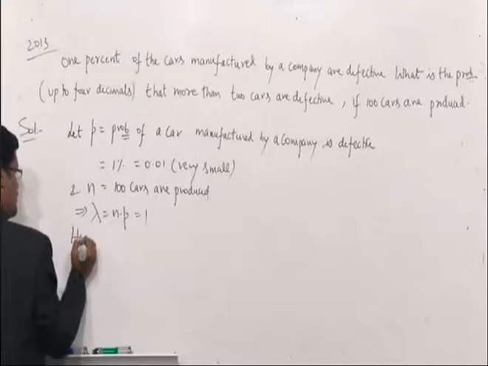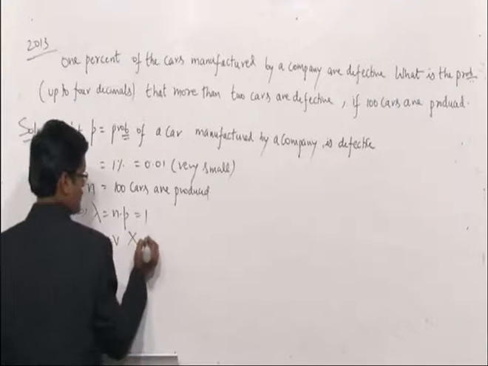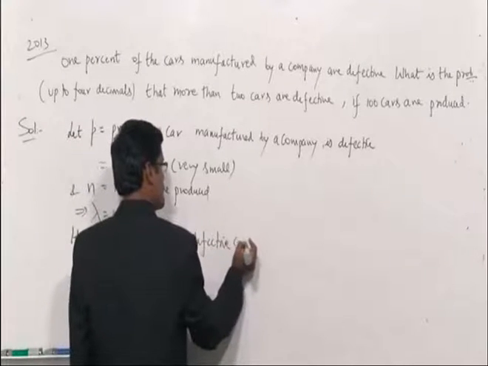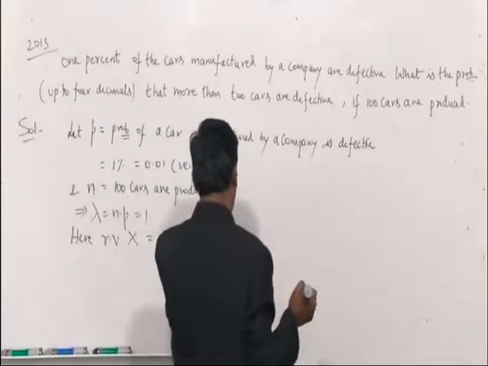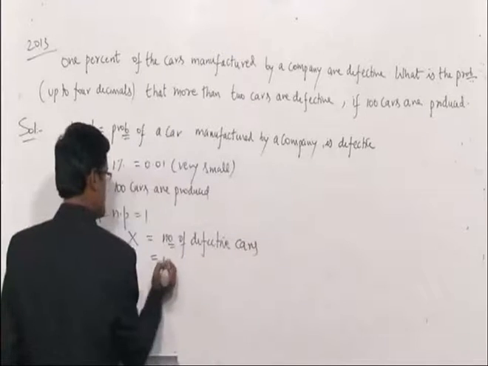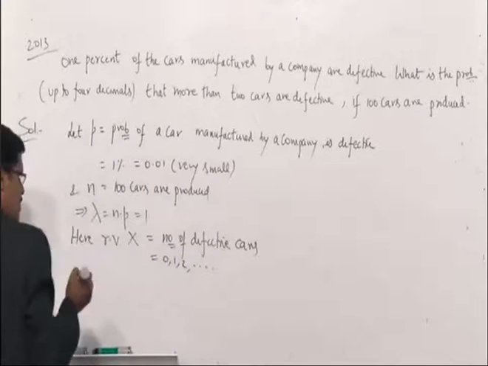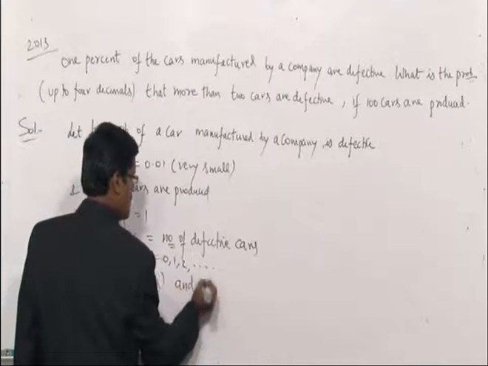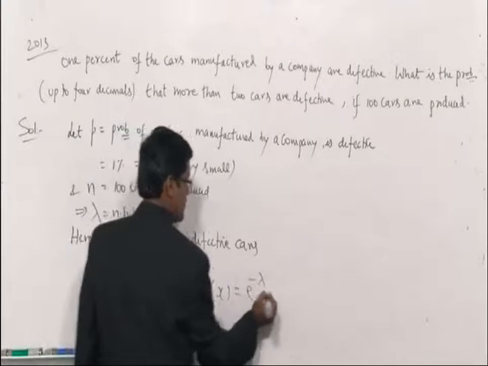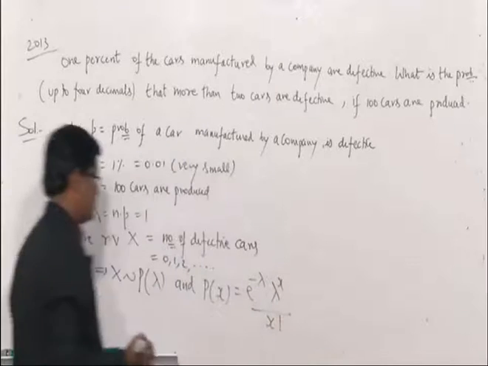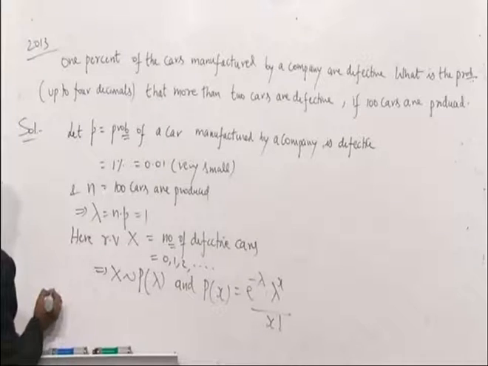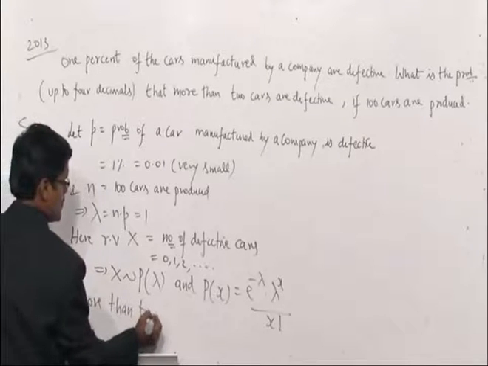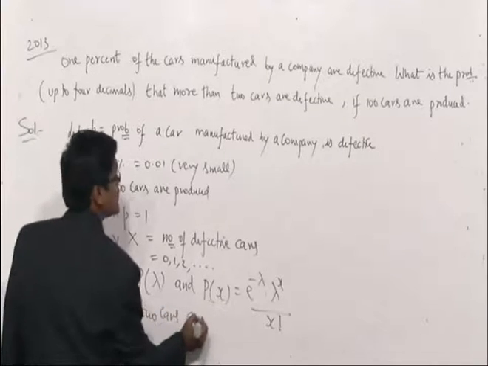Here the random variable capital X is equal to the number of defective cars. In 100 cars, 100 are defective, or 0 are defective, or 1 is defective, like that. So that means 0, 1, 2, and so on, which implies X follows the Poisson distribution with parameter lambda, and its probability function is e to the power minus lambda, lambda power x by x factorial. And what is the question asked? Therefore, the probability that more than 2 cars are defective.